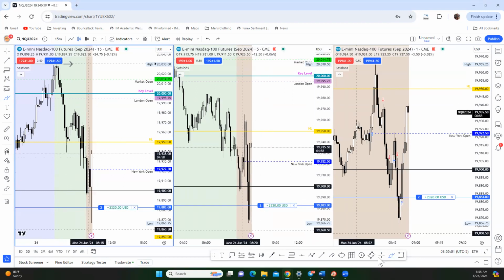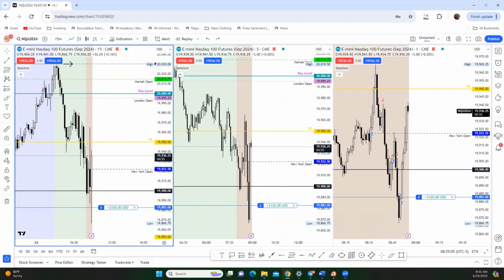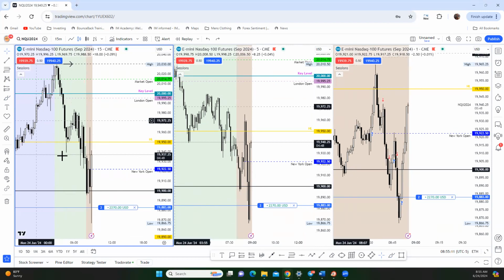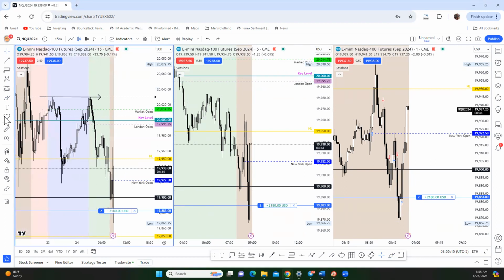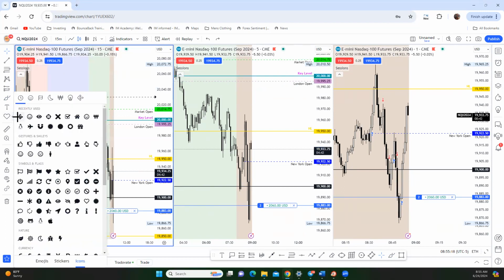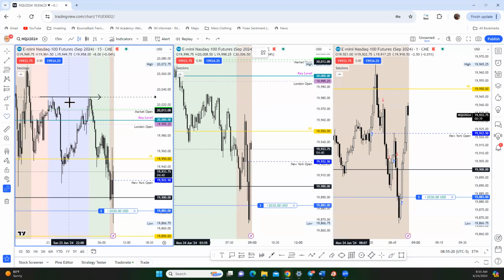Let's see here. So what I could do is I could exit a contract if I like, to secure, and then I could pull another one back, but I think that we're gonna get to that target. It looks obvious to me. Doesn't mean we will, so we just need to make sure and kind of focus up here.